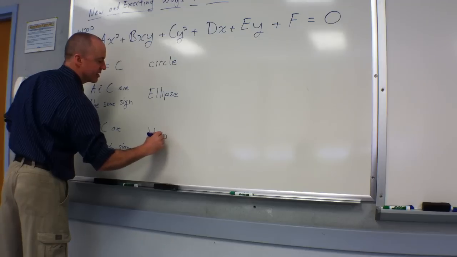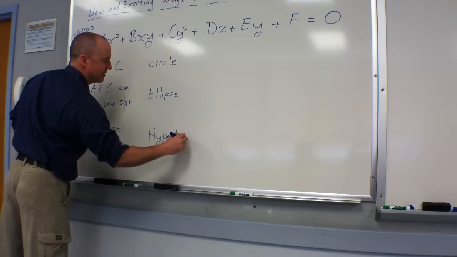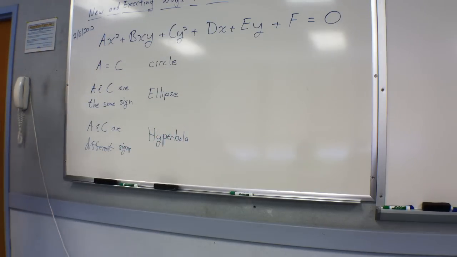What do you mean by same sign? Like positive positive, or negative negative. So A and C for an ellipse, that's supposed to be... I'll mention that in a sec. If A equals C, we have a circle. A and C are the same sign, we have an ellipse. A and C are different signs, we have a hyperbola.